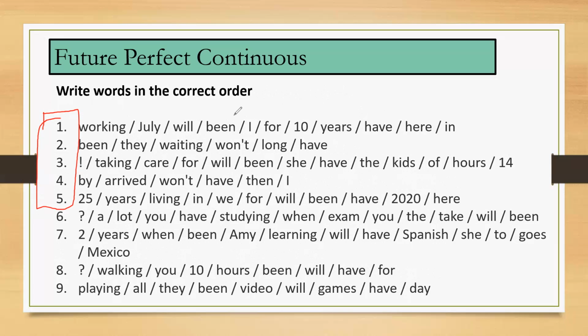And write the words in the correct sentence. Let's do just 5 because you are not in the mood of participating. So let's do just the first 5. Who's the volunteer to write or say the words in the correct order? Is July a month or a name? It is a month. Okay.